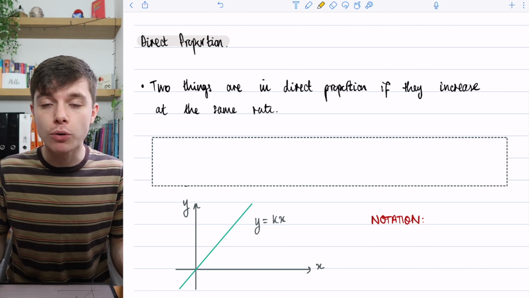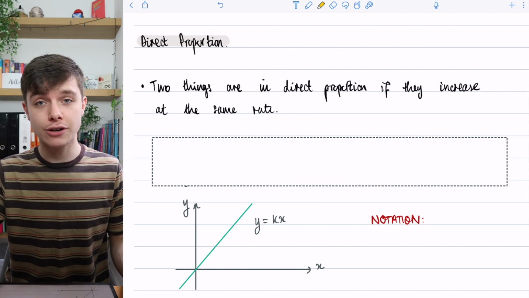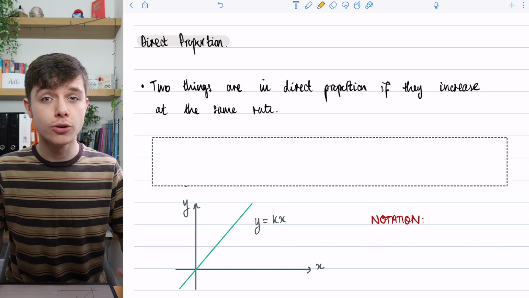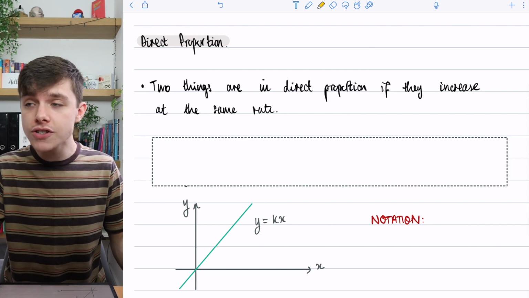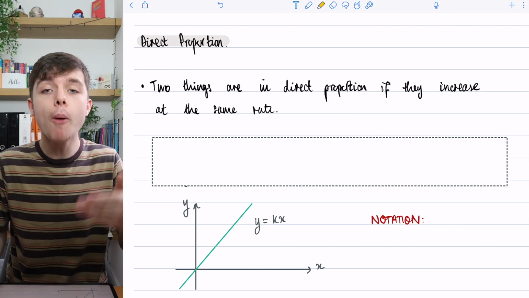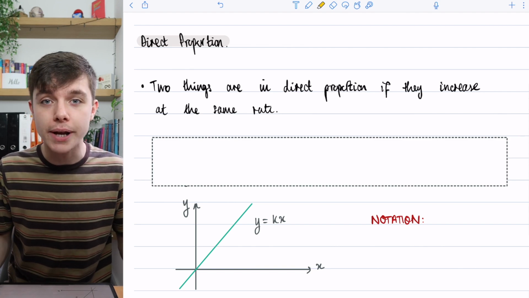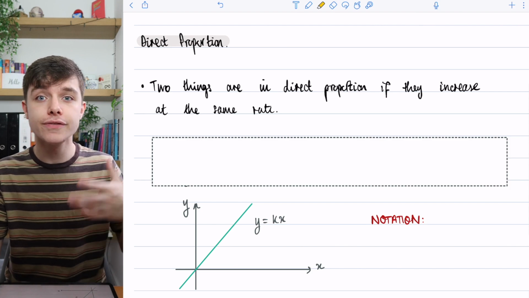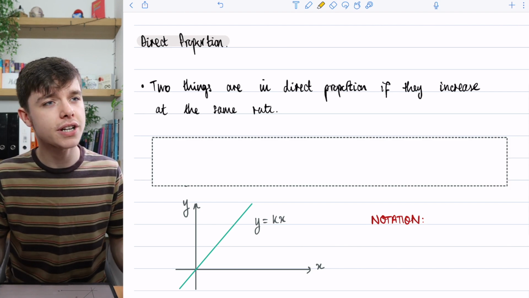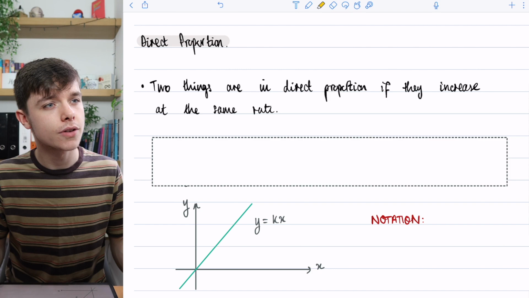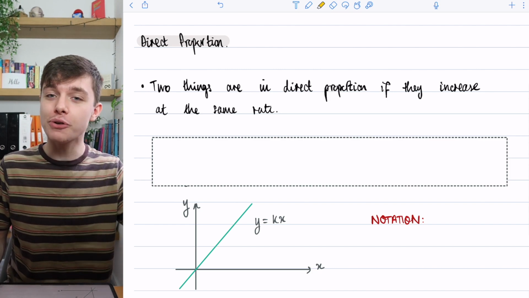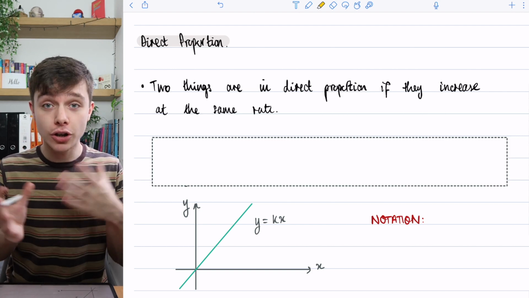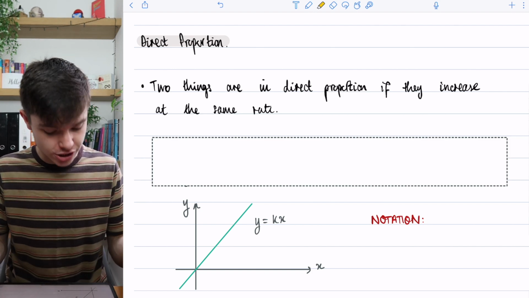An example of that would be if the temperature increases, then the number of ice creams sold increases. If it is hotter, the temperature increases, so more people are going to want to buy an ice cream. Or you could think as the temperature increases, more sun cream is going to be sold. So we can have a look at direct proportion on a situation like that.